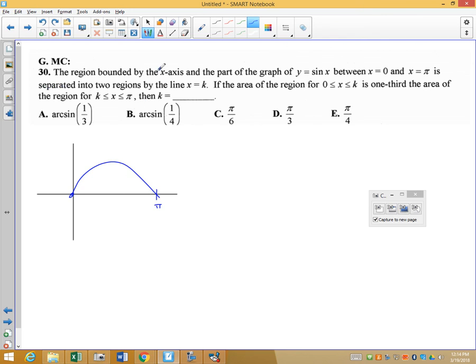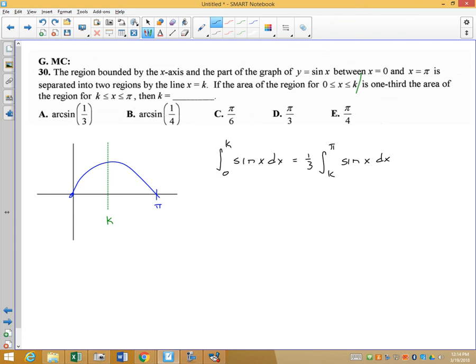It is divided into two regions by the line x equals k. That's a vertical line, so x equals k. I don't know, put it there. Okay, this next part, we need to translate to a math equation. The area of the region for 0 to k. That can be immediately written down as what? The integral from 0 to k, right, of the function sine x is 1/3 the area of the region from k to pi. So the area from k to pi.